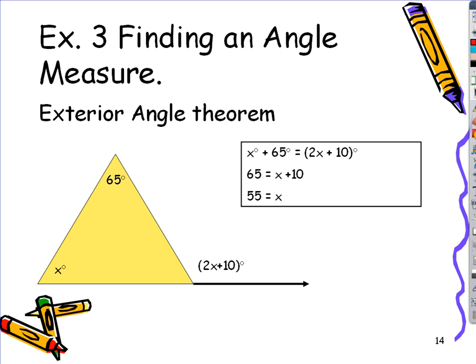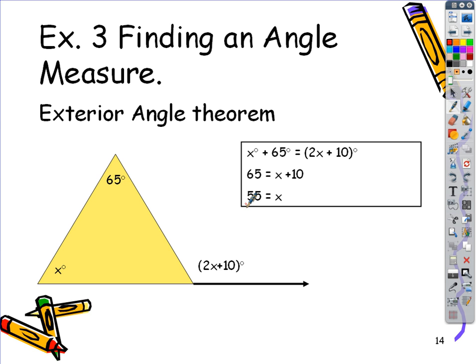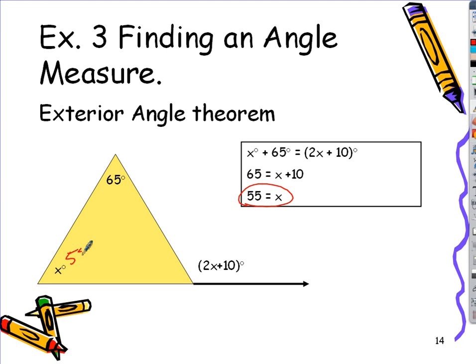We get an algebra equation out of this that comes from the geometry relationship, real similar to what we did last chapter. So x plus 65 equals 2x plus 10. We can do a little algebra. Right? I could subtract x from both sides and get 65 equals x plus 10, subtract 10 from both sides, and get x equals 55. Right? So now I know that x is 55, I can figure out what this is, right? 2 times 55 is what, 110? Plus 10 is 120. So this exterior angle has a measure of 120.